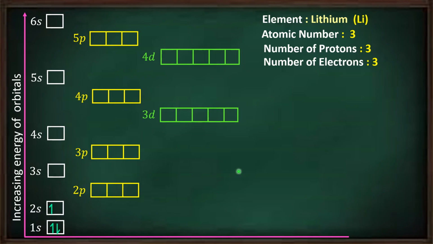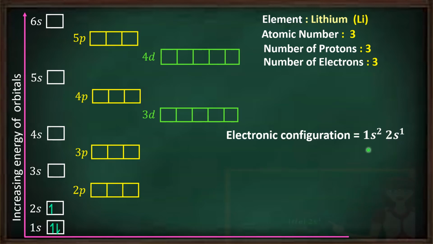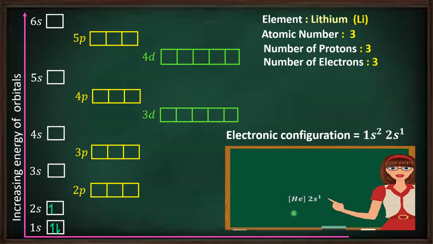Okay, so what is the electronic configuration now? It is 1s2, 2s1. And in a short way, we can write the electronic configuration by prefixing the helium configuration like this. You see here, helium 2s1. That means before 2s1, the helium configuration is there.